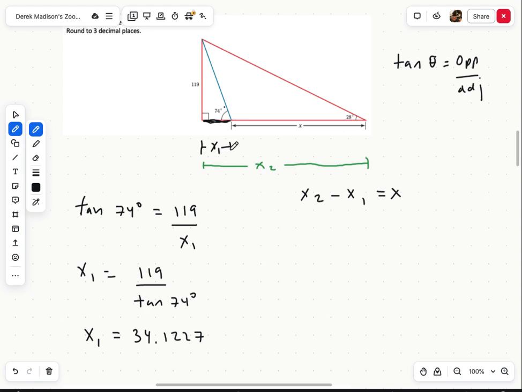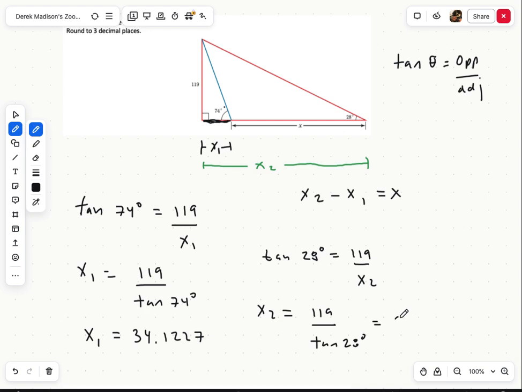So now I know the short side of the small triangle, and now I want to get x, this side of the big triangle. For that, I'll just do the same thing, but now it's going to be tangent of 28 degrees is equal to, and there's my opposite, still 119, because it's still that same side, over, and this time I'm calling that x2. Flip-flopping those around, I'm going to get x2 equals 119 over tangent of 28 degrees.